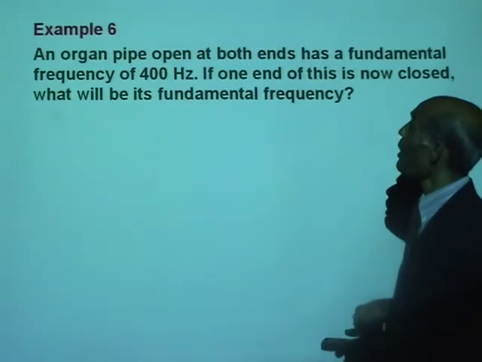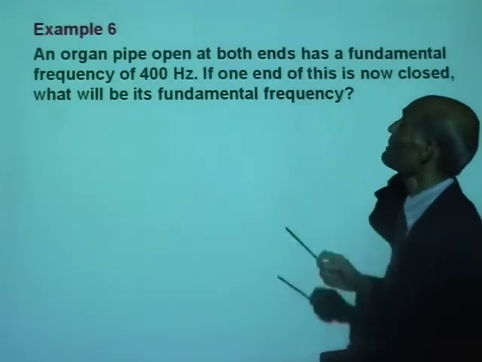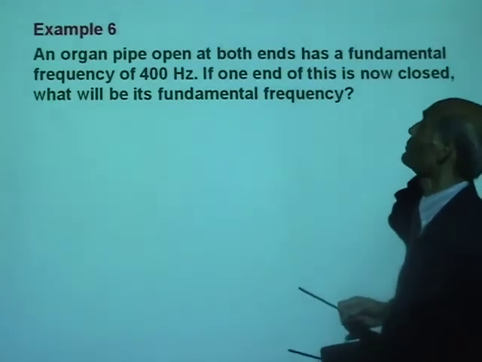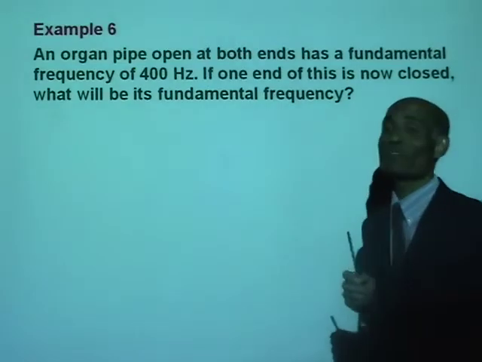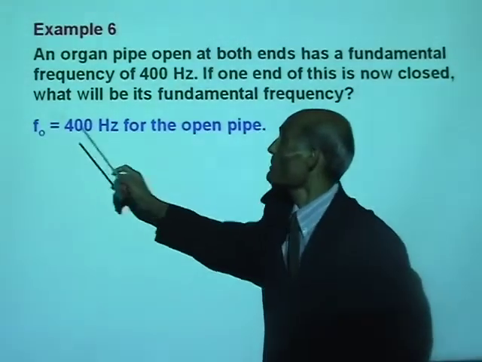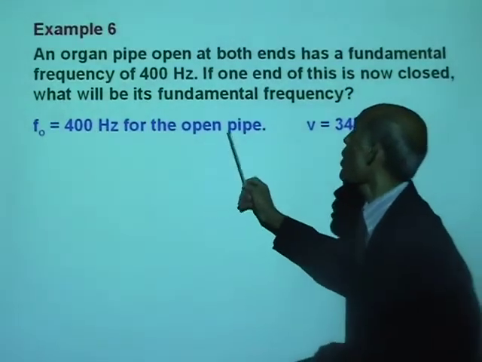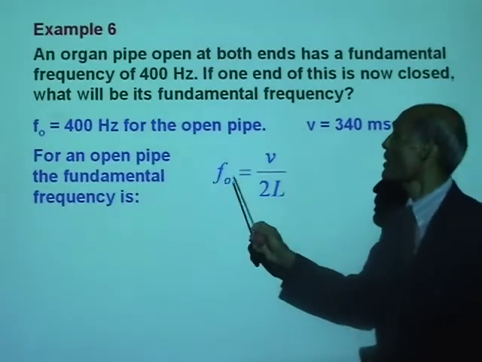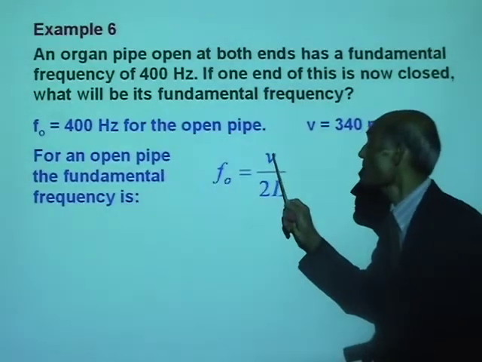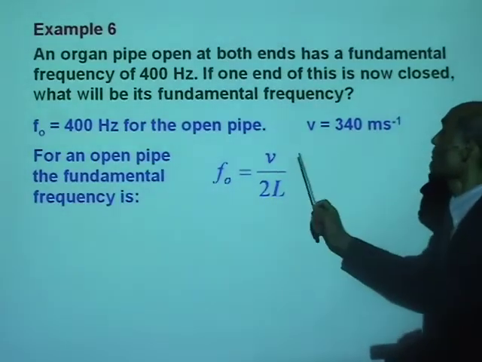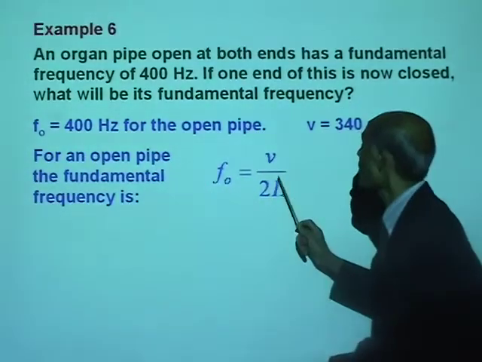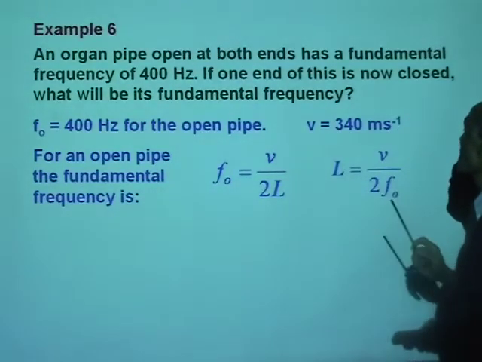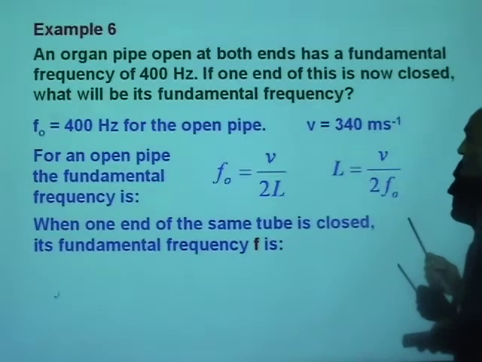An organ pipe open at both ends has a fundamental frequency of 400 Hz. If one end of this is now closed, what will be its fundamental frequency? Well, the fundamental frequency is 400 for the open pipe. Now remember, it's an open pipe. Now, what is the fundamental frequency of an open pipe? For an open pipe, f0 is v over 2L. We know v, we know f0, therefore we can find length L. So L equals v over 2f0.